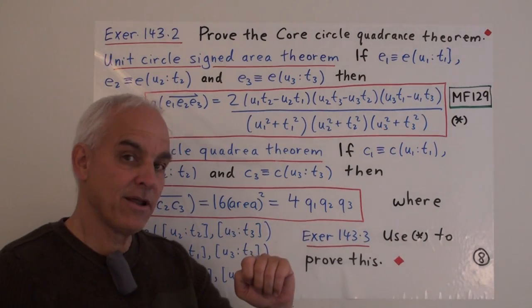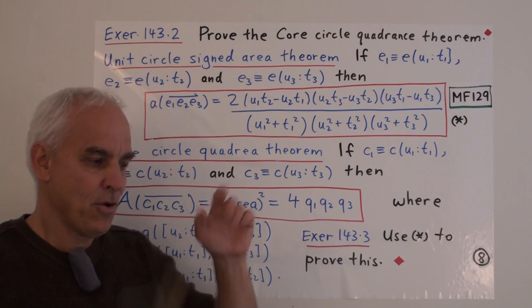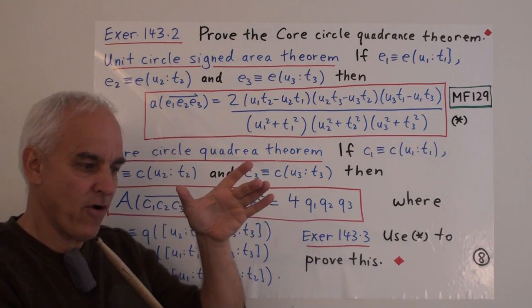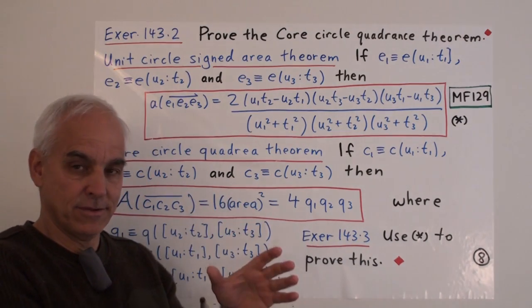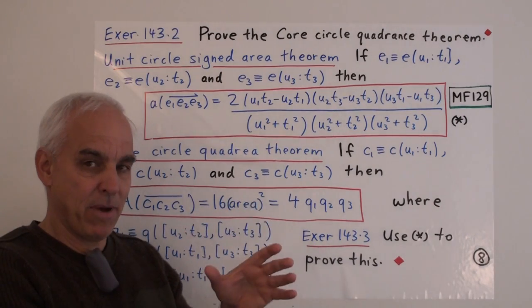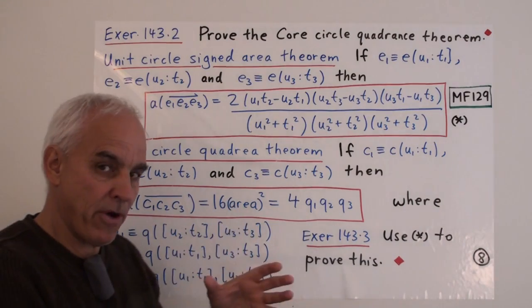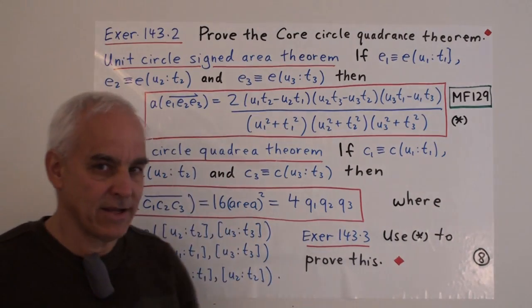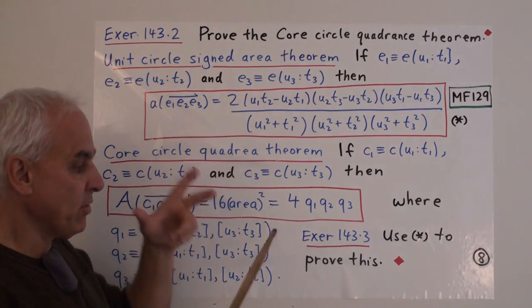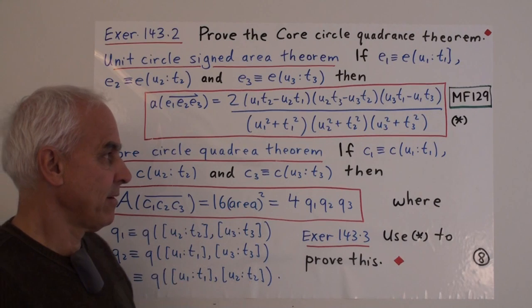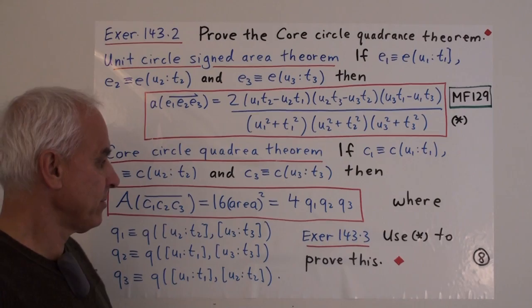So your exercise: use star to prove this. We know geometrically how to go from our unit circle to our core circle. You dilate by a factor of half, and then translate by a half. Those are very simple operations. We can figure out what that does to signed areas. So knowing this for the unit circle, we can establish this very pleasantly and simply for the core circle.